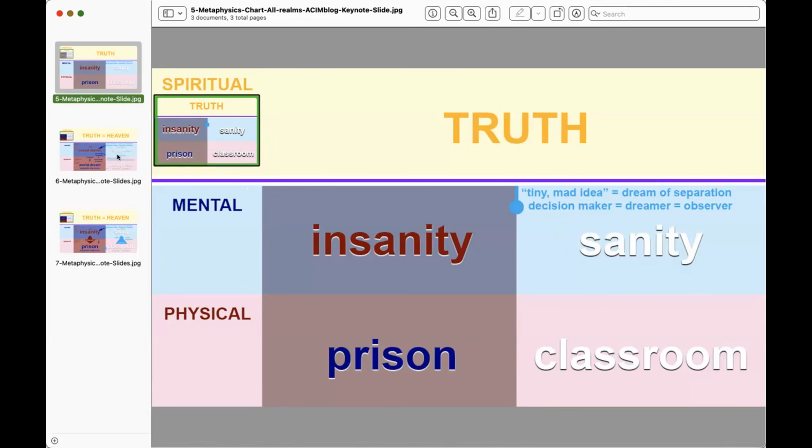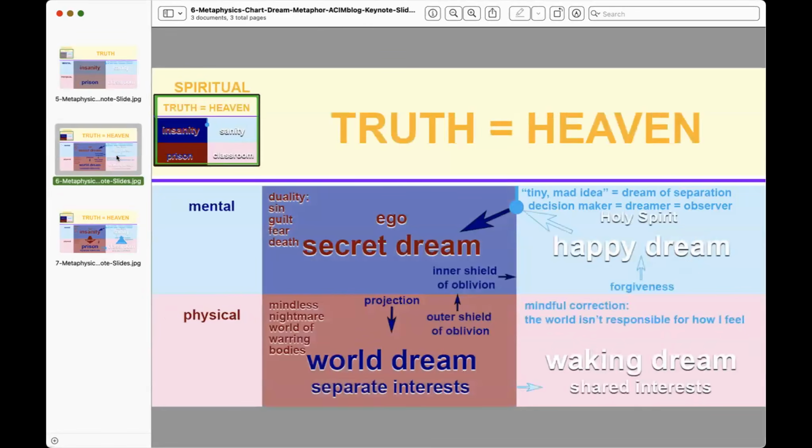Okay. Well, I'm going to add a little bit more detail to it now. So I'm going to skip over to this one. So now I've added a few things here. So the secret dream, this is inspired by the chart that's behind you, Tim. I just thought, well, let's make a version that kind of has the dream aspects here. So the ego made up the secret dream, and that's the insanity. So we've got duality going on, and that's sin, guilt, fear, death. And that, again, is intolerable.